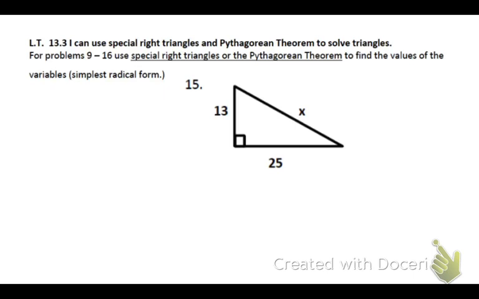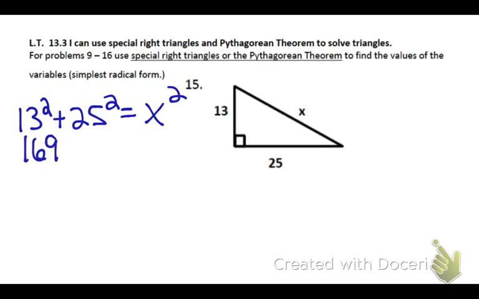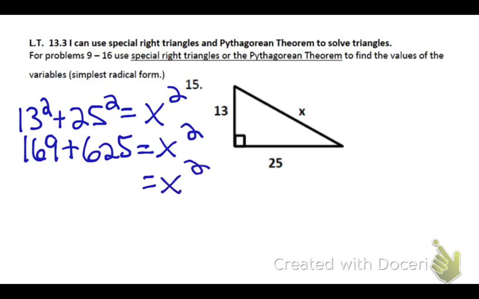Okay, this one we have a couple sides. We just have to find the third side, so we're just going to use the Pythagorean theorem. So we've got 13 squared plus 25 squared equals the hypotenuse squared. Let's multiply these out. 13 squared is 169. 25 squared is 625, and that equals x squared. So x squared equals 625 plus 169, so that's 794.